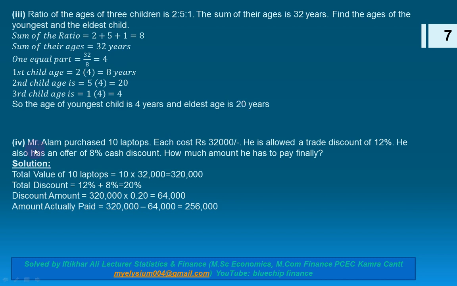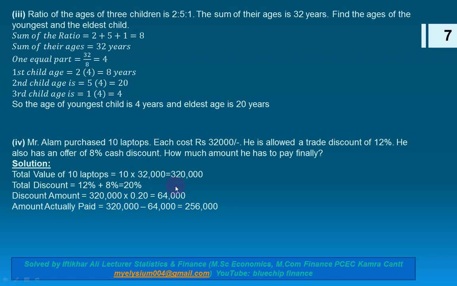Fourth question, that Mr. Alam purchased 10 laptops, each cost 32,000. He is allowed a trade discount of 12%. He also has an offer of 8% cash discount. How much amount he has to pay finally? So first of all, he has 10 laptops.